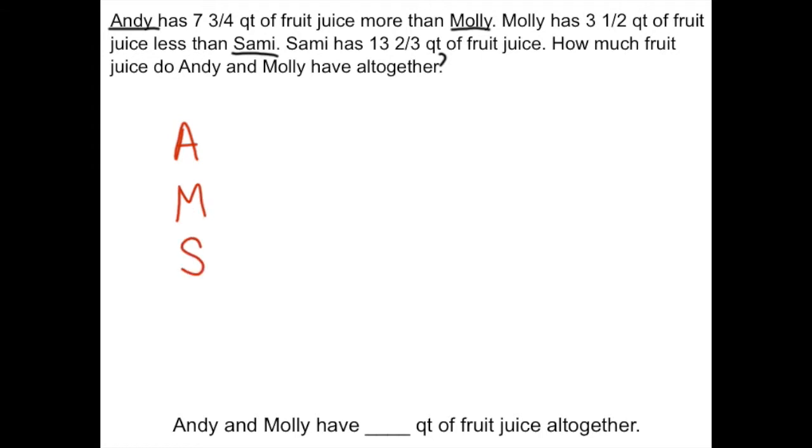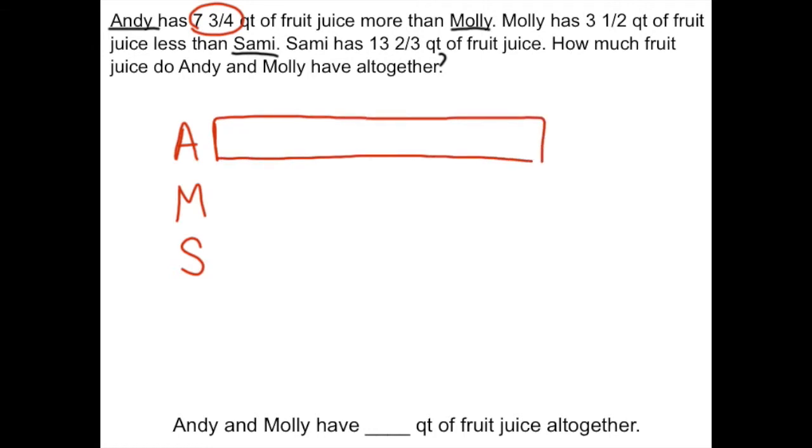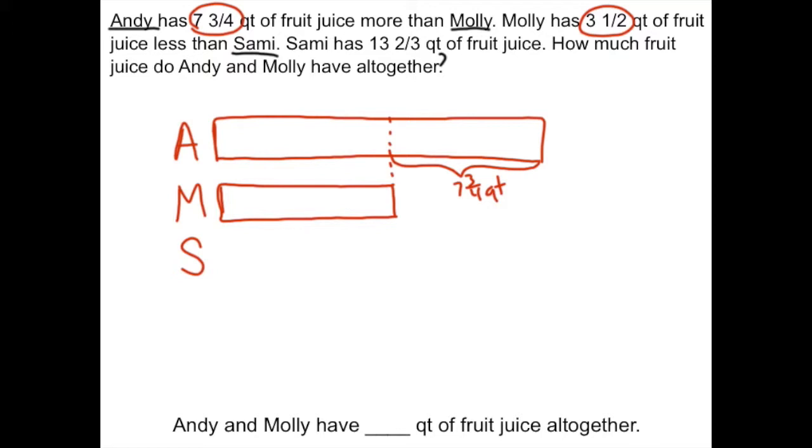We know that Andy has 7 3/4 quarts more than Molly. So we're going to draw Andy's bar, and we know that Andy's bar is going to be longer than Molly's bar. And we know that it is 7 3/4 quarts more. We're also told that Molly has 3.5 quarts of fruit juice less than Sammy. So if Molly has less than Sammy, Sammy's bar needs to be longer.